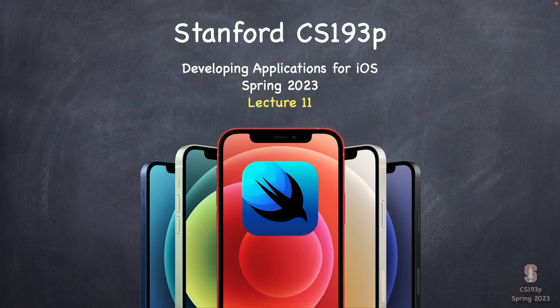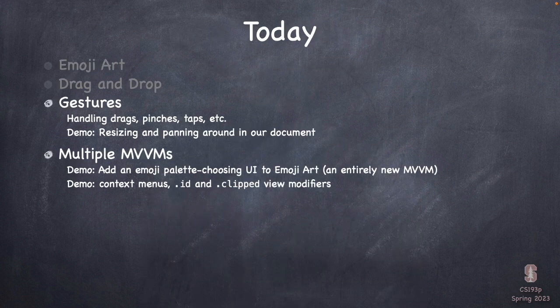Okay, lecture 11. We're still doing emoji art. We did drag and drop last time. And today we're going to do gestures, zooming and panning around on our document. And then we're going to add another entirely different MVVM to emoji art. So emoji art is going to have two MVVMs in it. And of course, real apps have many, many MVVMs. So getting to see one that at least has two in it is a step along the road there.